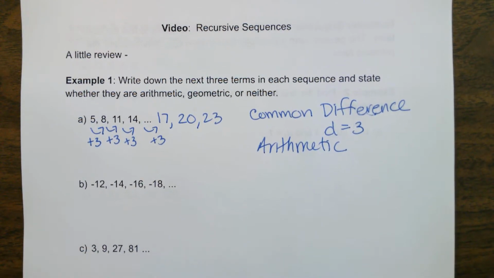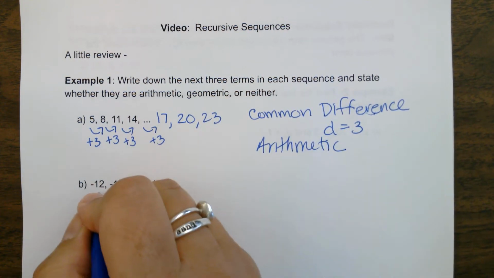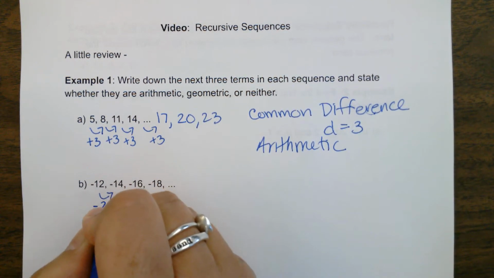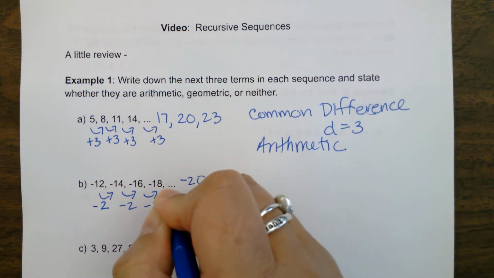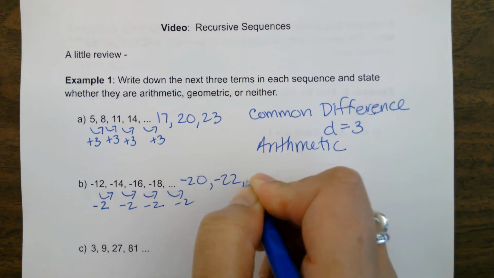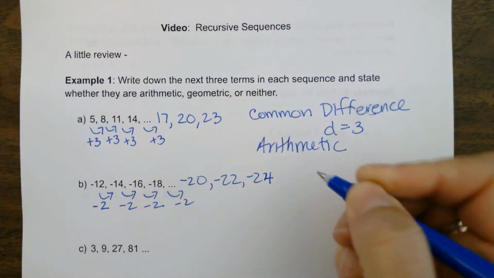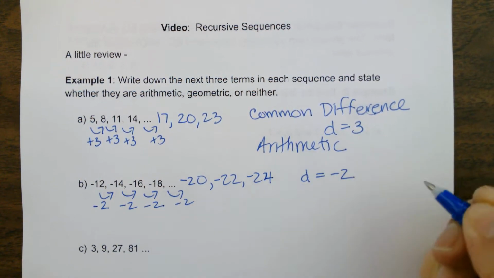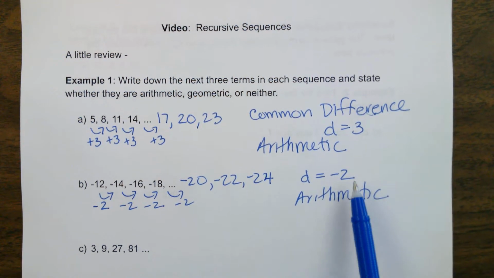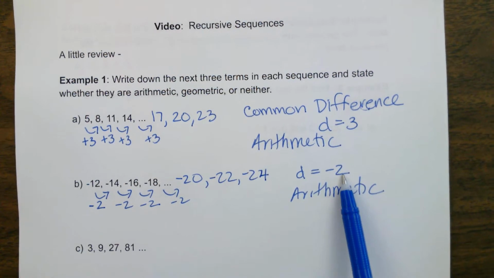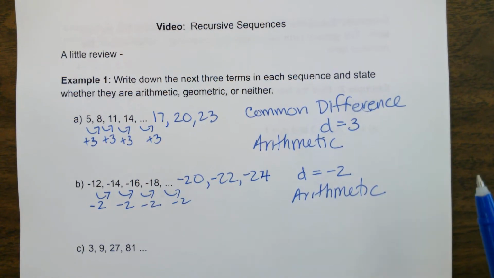I see we have the pattern -12, -14, -16, -18. I feel like we're going to be going down to probably -20. So I'm thinking here we're subtracting 2 every time. So if we keep subtracting 2, I'm going to get to -20, -22, and -24. Therefore, I do have a common difference of -2, making this arithmetic. I always like putting down my common difference because it shows that I understand what arithmetic is, so it gives me the why is it arithmetic, so you should definitely do that as well.